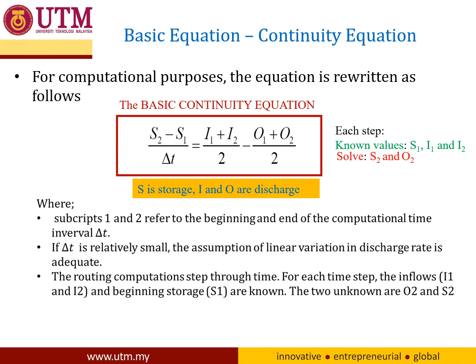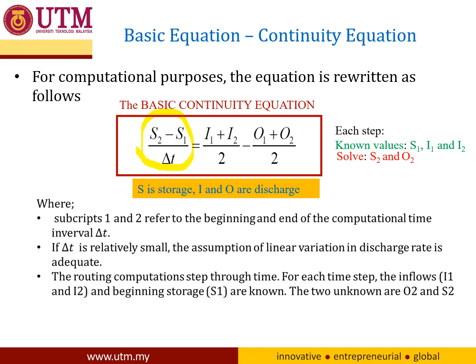So for computation, we actually use this basic continuity equation. I hope you remember this. This is the change of storage, S2 minus S1. So what are 2 and 1? Here they are actually the time steps. 1 means the first time step, 2 means the second time step. If you have 3, 4, 5, those are the third time step, fourth time step. So in this example, the first and second time step.